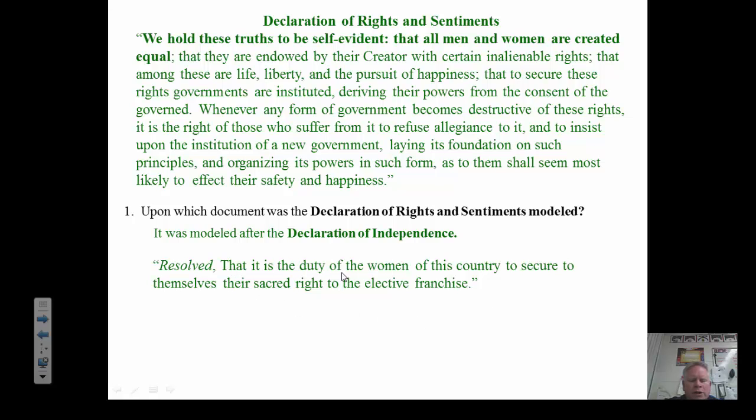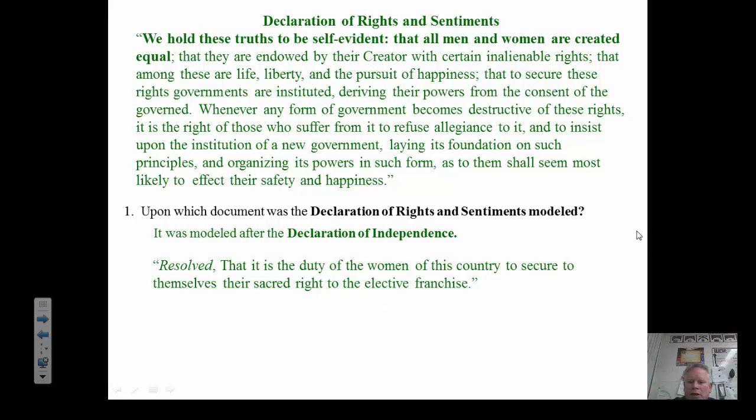"Resolved that the duty of the women of this country to secure themselves their sacred right to the elective franchise." All right, the key word right here is elective. We might not know what franchise means, but this is something we can recognize. Duty we recognize. It's their job. It's the job of these women to secure themselves their sacred right to the elective franchise. A lot of kids today caught on to that pretty quickly and said, well, it's their duty to get the right to vote, which is correct.